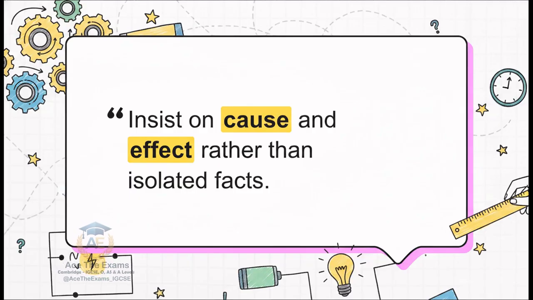Memorizing an isolated fact like a robot might accidentally get you 1 lucky mark, but clearly explaining the cause and effect shows true, undeniable mastery. It tells the examiner, I don't just know what happened, I know exactly why it happened and what it will cause to happen next. It's that chain reaction of logic that turns a B-grade answer into an A-star answer.